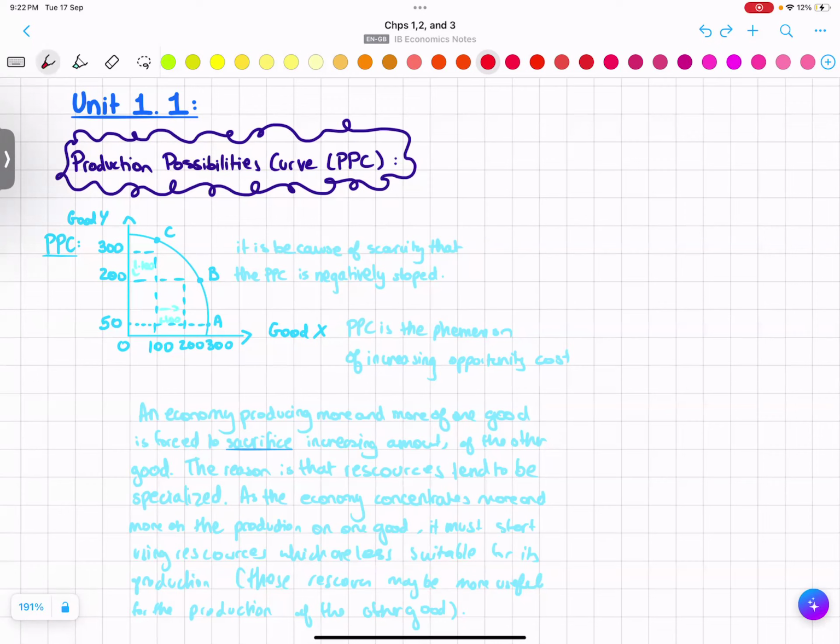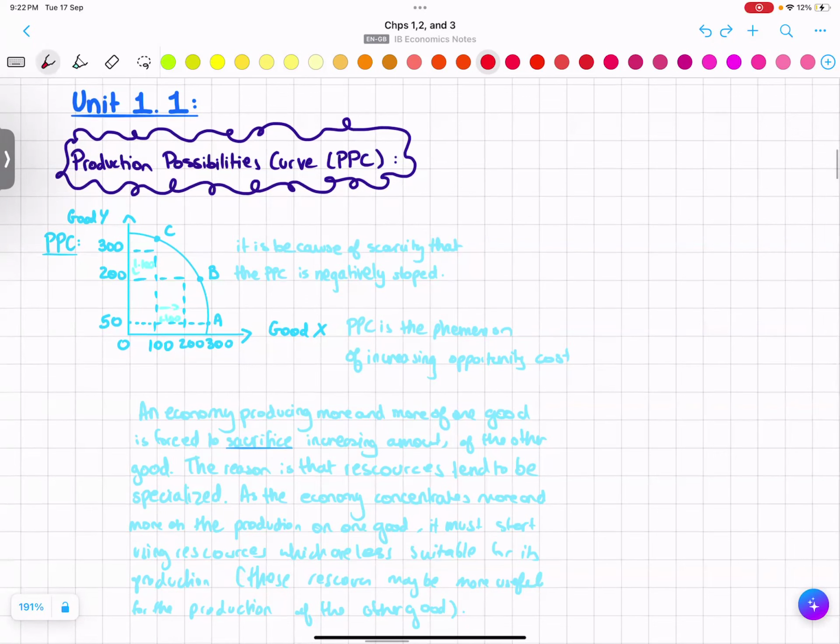What the PPC really shows you is scarcity, okay? The concept of scarcity is why the PPC is negative sloped, right? So you have two goods. You have good Y and then you have good X. So basically, when you're producing 100 units of good X, you can produce 300 units of good Y, okay? But when you're producing 200 units of good X, then you have to produce 200 units of good Y.